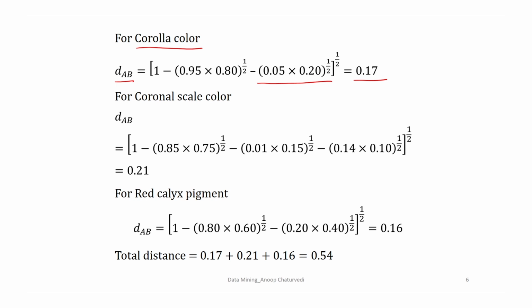For coronal scale color, DAB is equal to 1 minus 0.85 into 0.75 to the power half, minus 0.01 into 0.15 to the power half, minus 0.14 into 0.10 to the power half.